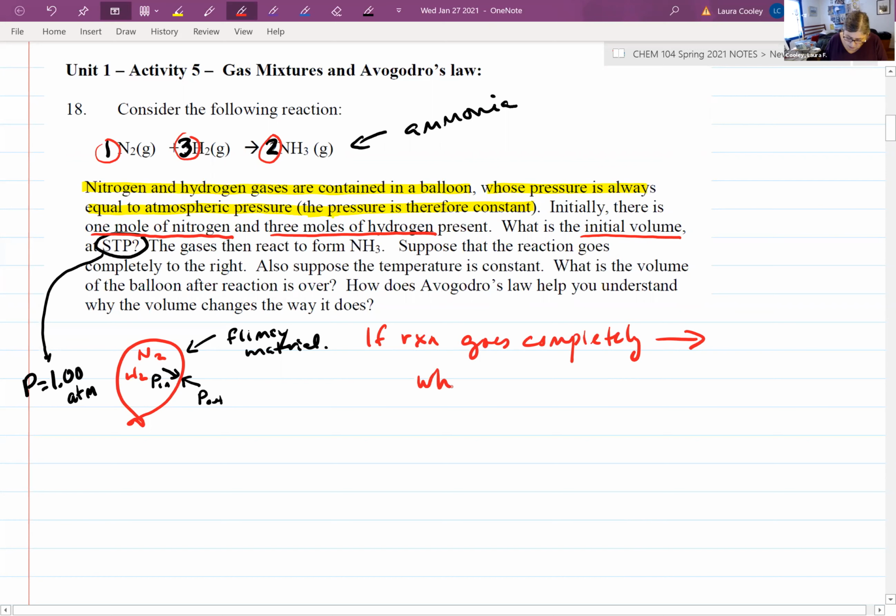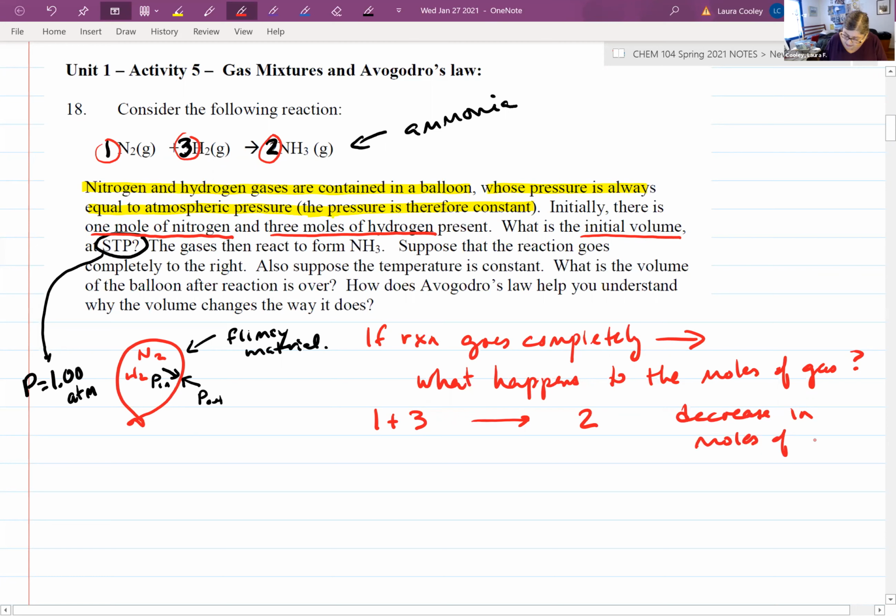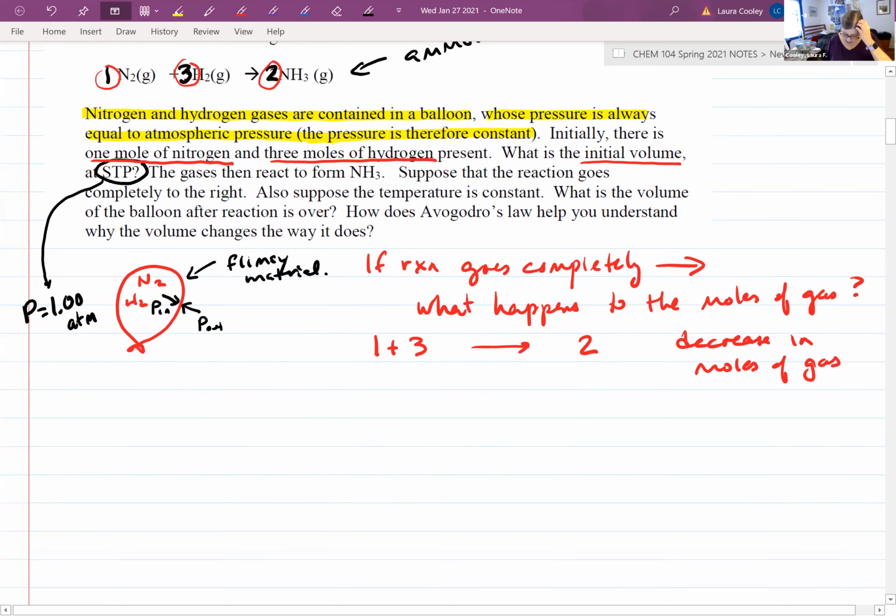what happens to the moles of gas? The total moles of gas. We start out with 1 plus 3, and we end up with 2. So we get a decrease in the moles of gas. What's happening in this reaction in terms of the numbers of moles is it's going down. And now, what are all the things that are necessary to think about when we talk about the ideal gas law? Let's talk about what we have at the beginning.